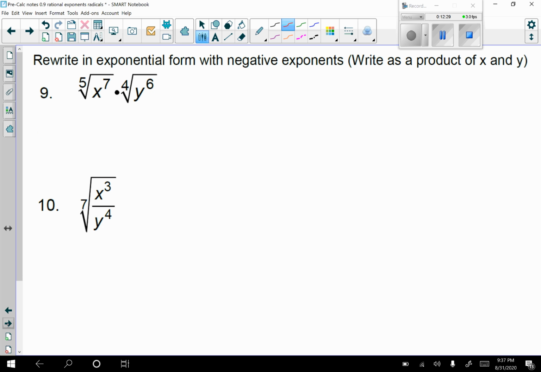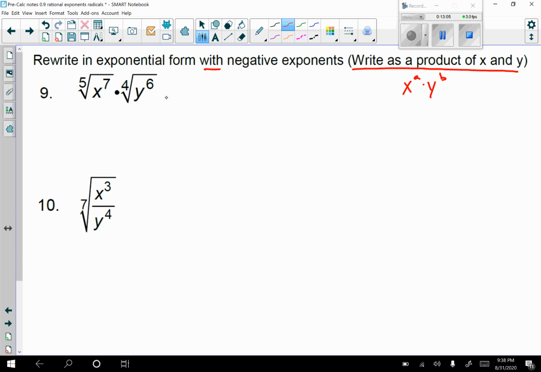All right, last one here, rewrite in exponential form with negative exponents. I want to change the radicals into exponential. So basically, here's what these problems mean. It's not what the directions say in the book, but this is what it means. Write this as a product of x and y, okay? We want x to some power times y to some power. And those powers could be negative. They're going to be fractions, so we start with radicals. So you have to figure out what those powers are. How can we split it into that?